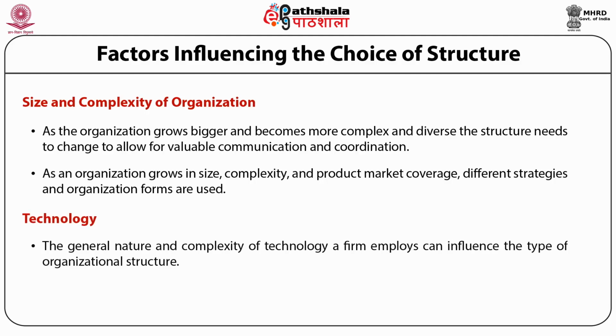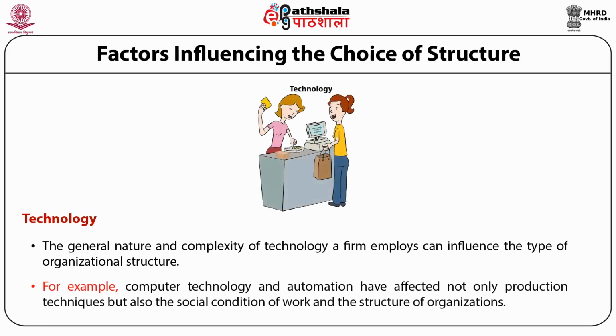The general nature and complexity of technology a firm employs can influence the type of organization structure. For example, computer technology and automation have affected not only production techniques but also the social condition of work and the structure of organizations. Organizations are becoming more flat, that is, the number of middle managers is getting reduced due to the new information systems and computer facilities, resulting in more efficient and dynamic organizations.